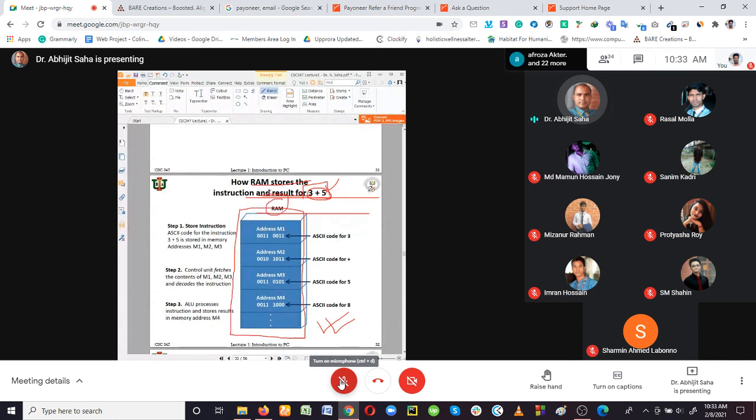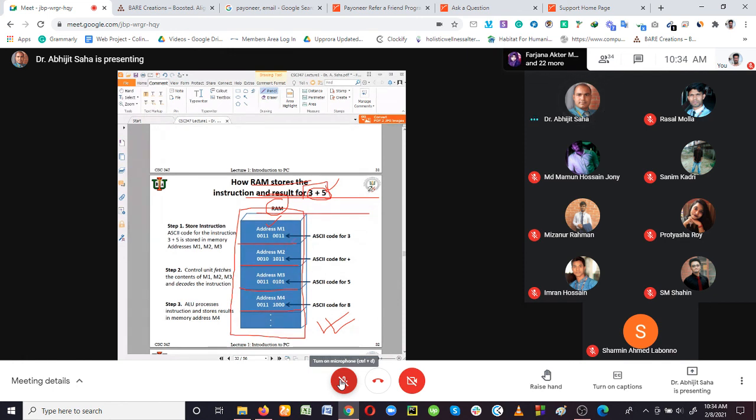So the RAM size can be different, but based on the RAM size, you are going to have some blocks of the RAM. Each of the blocks is going to have an address. Say this block address is M1, then M2, M3, M4, and so on, up to MN. So there are different blocks, different locations, and on those locations you are going to store these instructions.